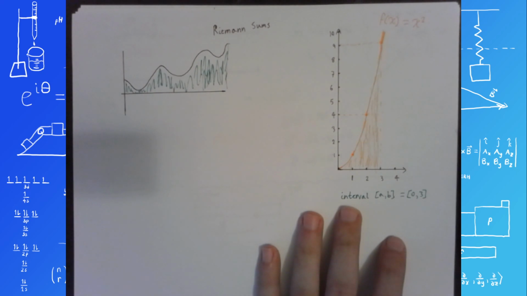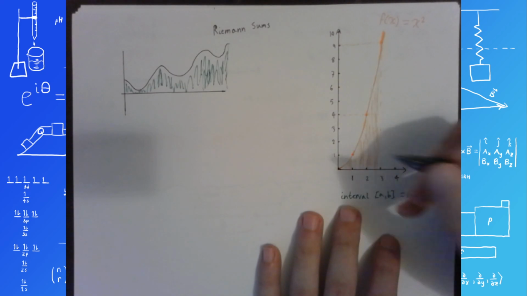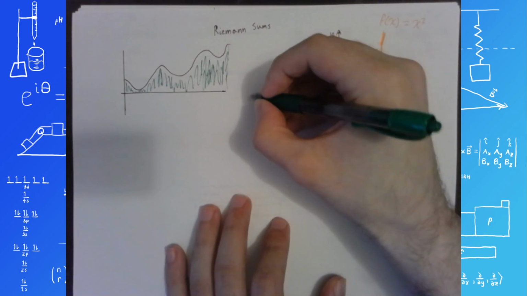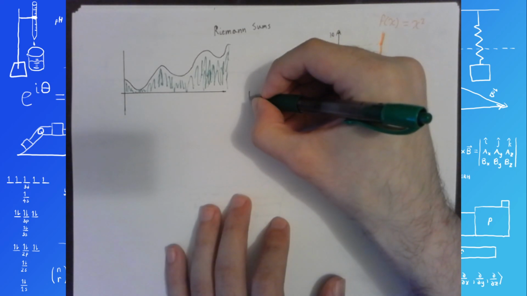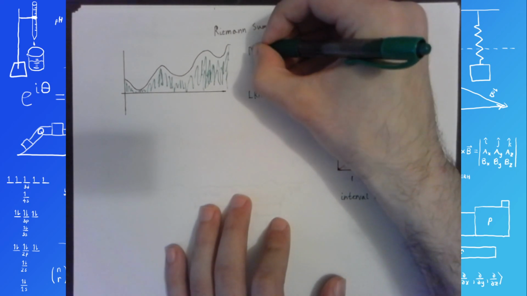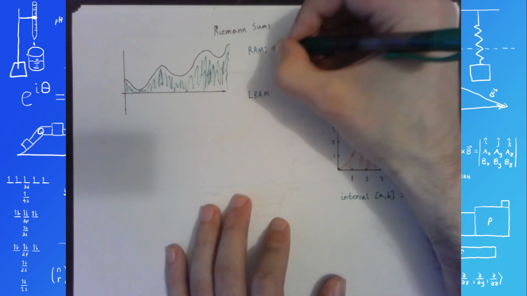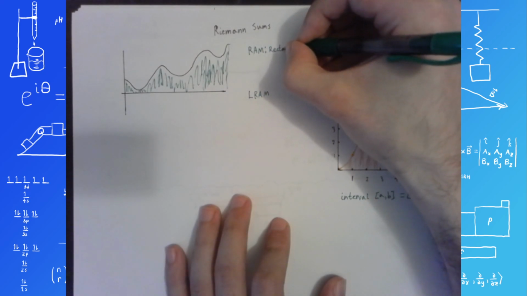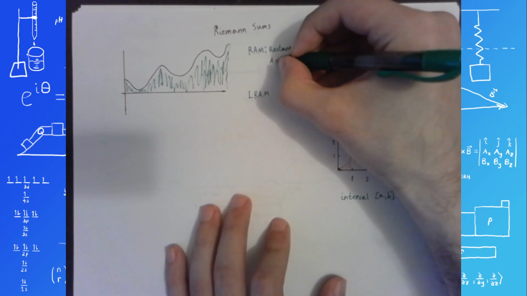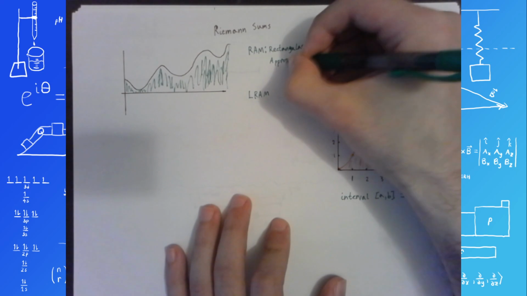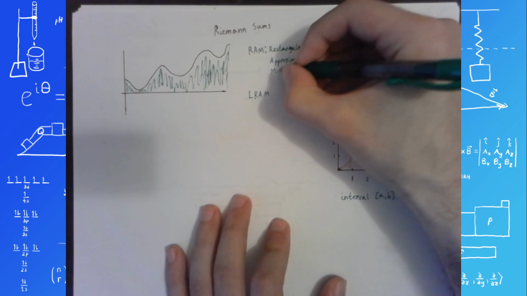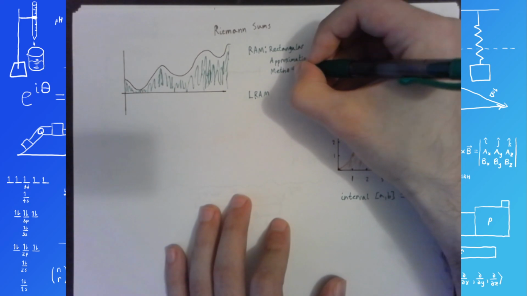So there are three different rectangle rules that we tend to use when trying to approximate areas under the curve. We have a left rectangular approximation. Well, first of all, let me define. RAM stands for rectangular approximation method. RAM. Rectangular approximation method.